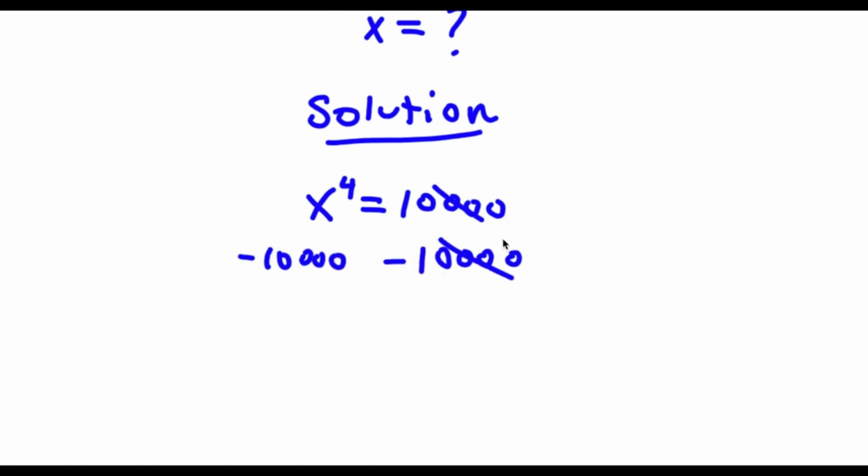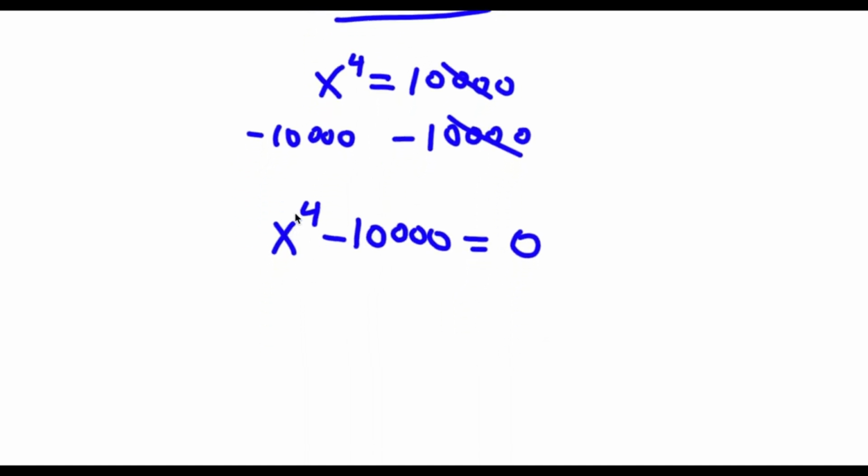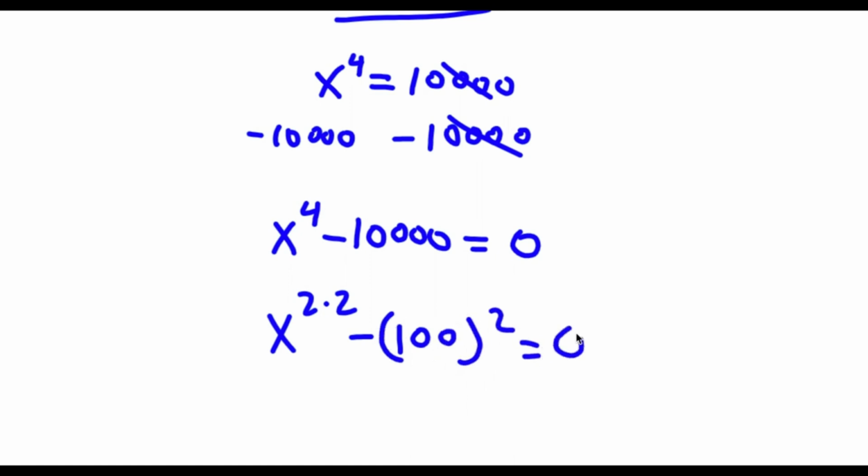So then these two cancel out, and now I'm going to be left with x to the power of 4 minus 10,000 is equal to 0. Now, x to the power of 4 I can rewrite as x to the power of 2 times 2, because 4 is equal to 2 times 2. And 10,000 I can rewrite as 100 squared. Now this is equal to 0.